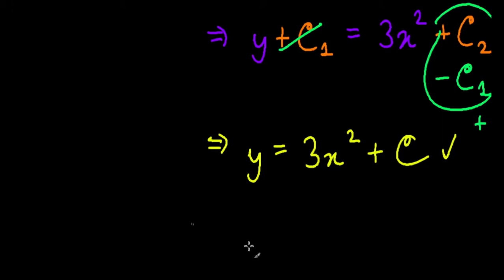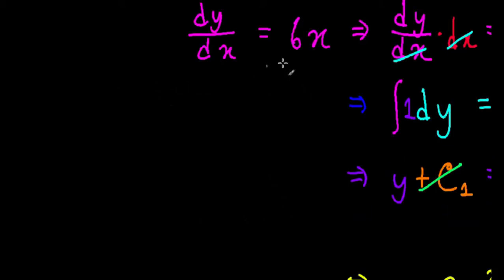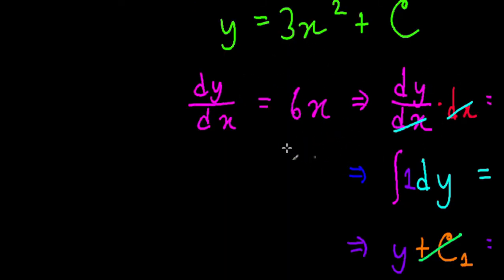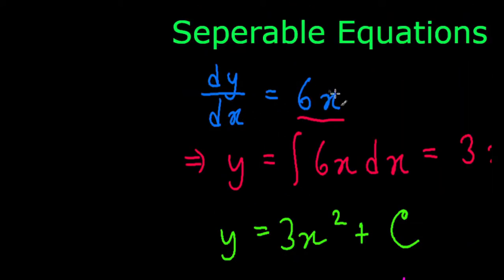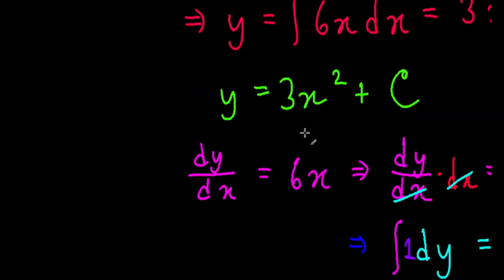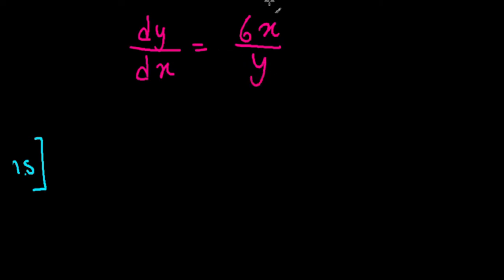So the question is why. Well, the thing is, this method allows us to solve a much wider range of differential equations compared to just taking the antiderivative. And just to give you a good example of this, we had dy by dx equals 6x. Let's modify that a bit. Let's say dy by dx is equal to 6x divided by y. I just made a very small modification here.